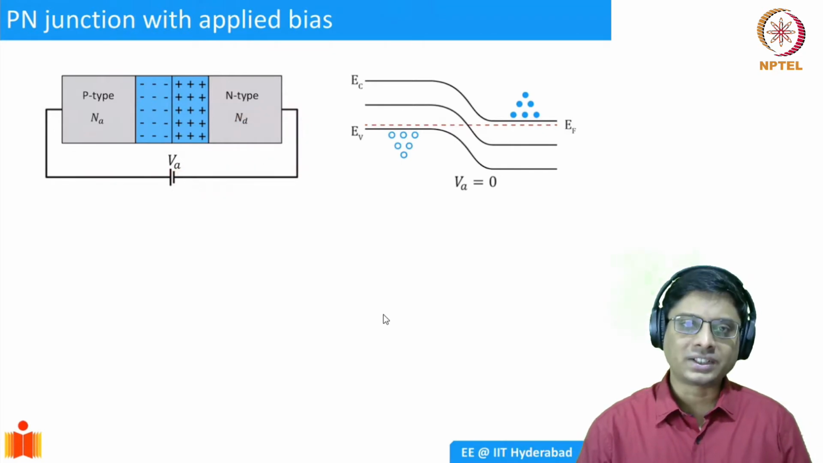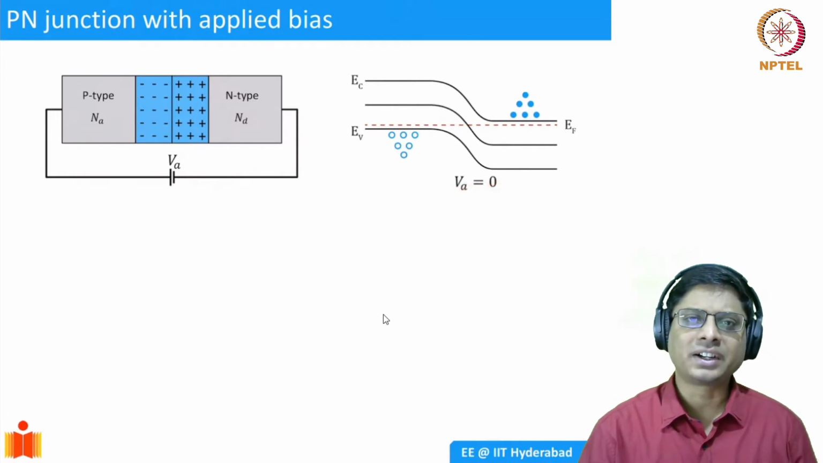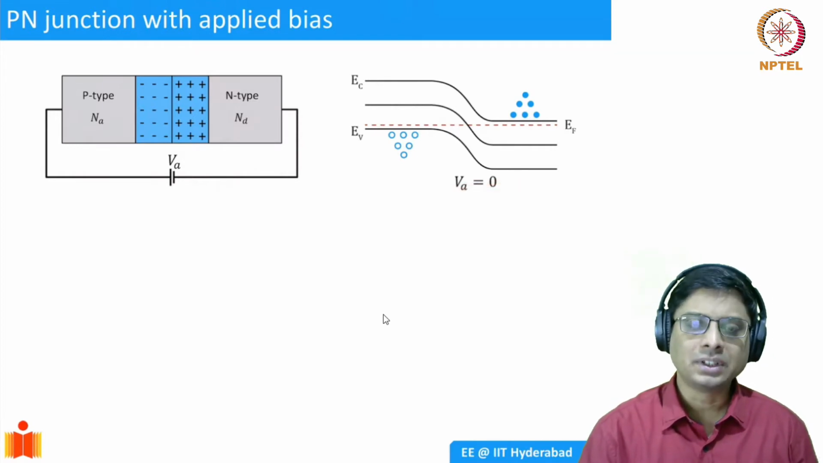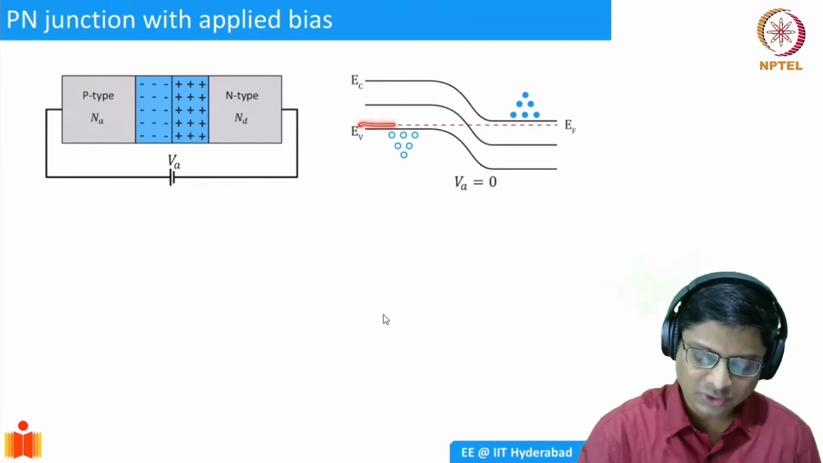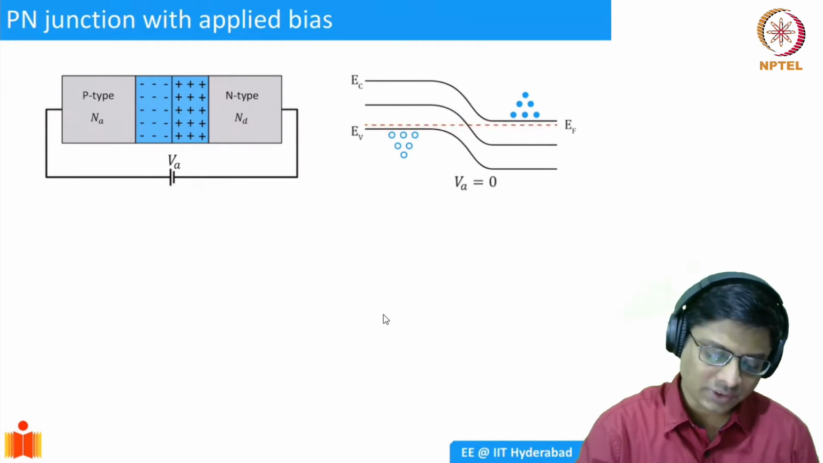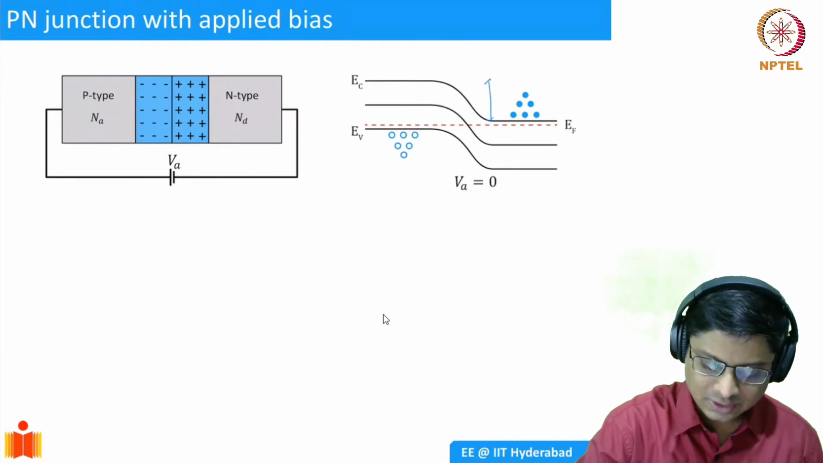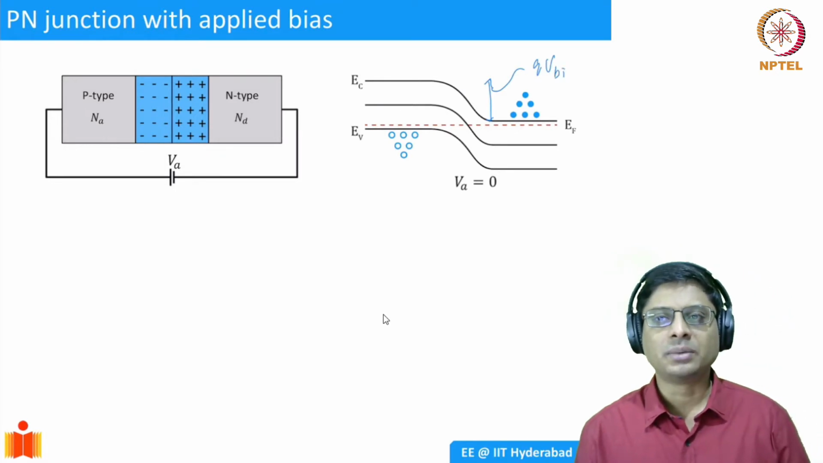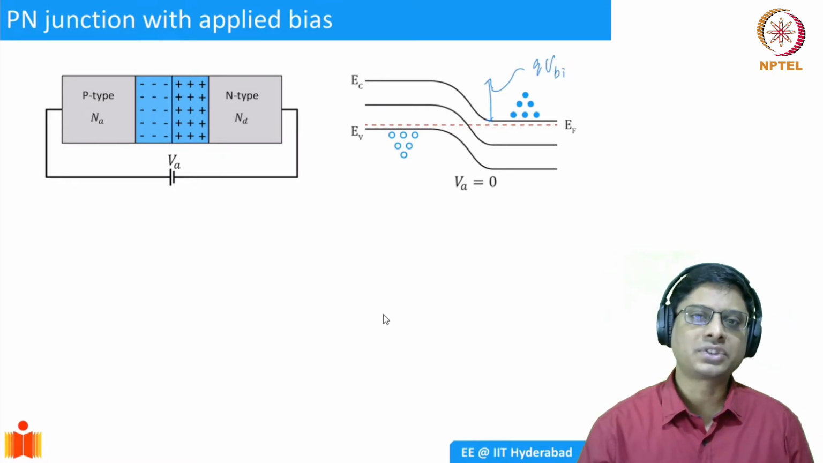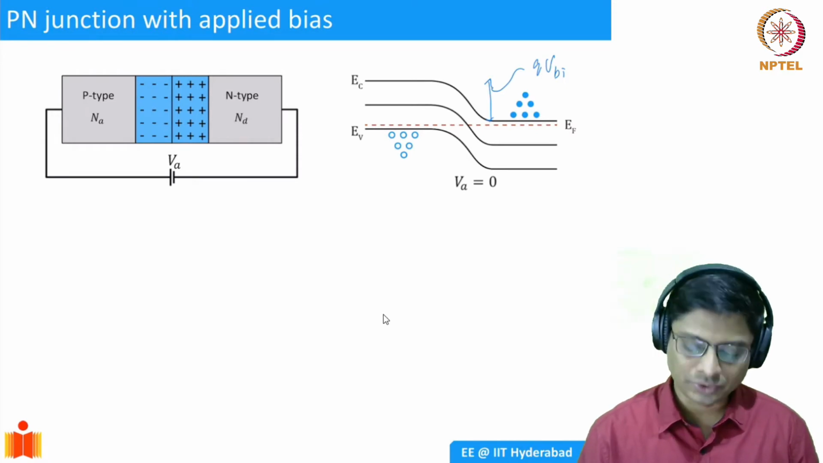When this applied voltage is zero, the PN junction is in equilibrium. So we should see that the Fermi level is uniform all across the PN junction. We have already seen this and we defined this quantity as the built-in potential, q times V_bi. Built-in voltage times the charge will give you the potential barrier in electron volts.